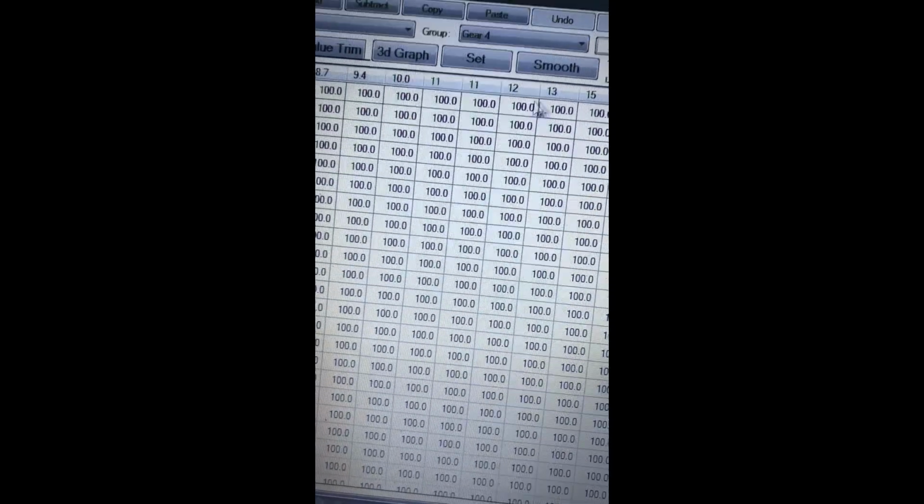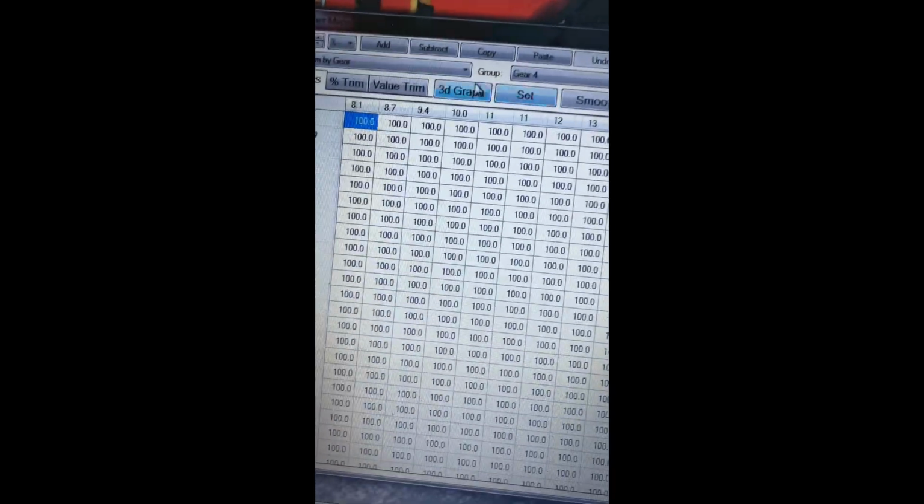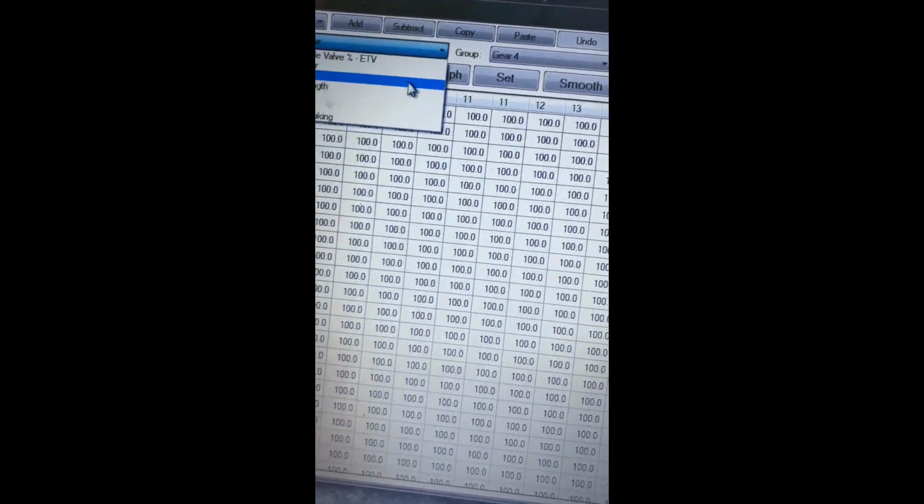So you've got RPMs on the side and then TPS. If you needed to change it gear to gear, which we did not do. Ignition, we didn't change any ignition stuff.